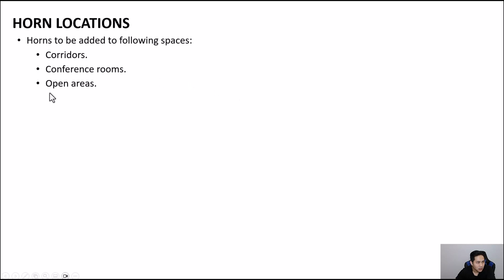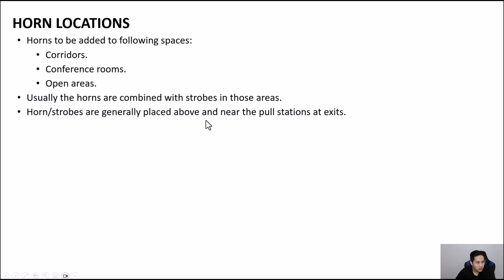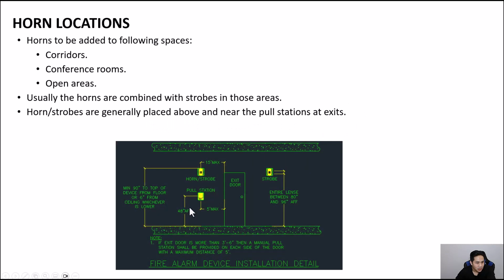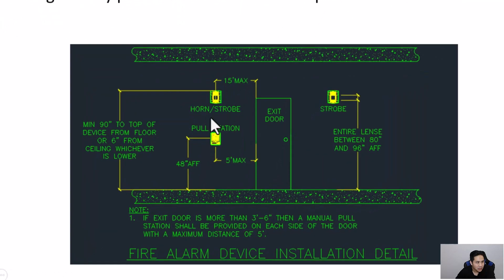So next we'll talk about horn locations. Horns to be added to the following spaces: corridors, conference rooms, open areas such as open office areas or warehouses. Usually the horns are combined with strobes in those areas, so then you would basically use a combination horn strobe. And they're generally placed above and near the pull stations at exit locations. So just like in this diagram again, the horns are basically combined into the strobe and placed where strobes are typically required.